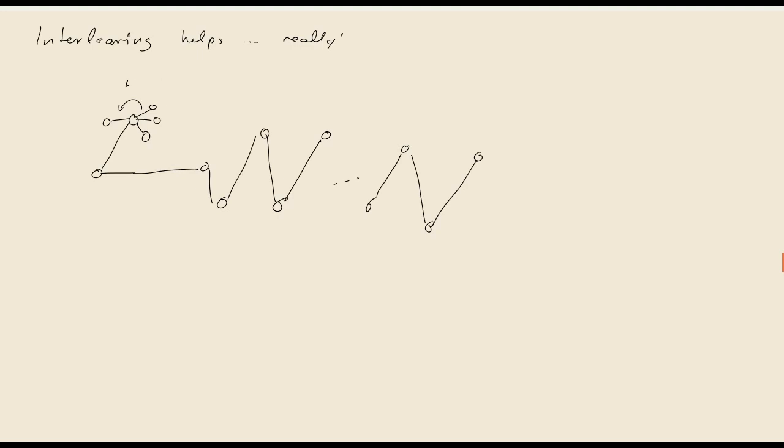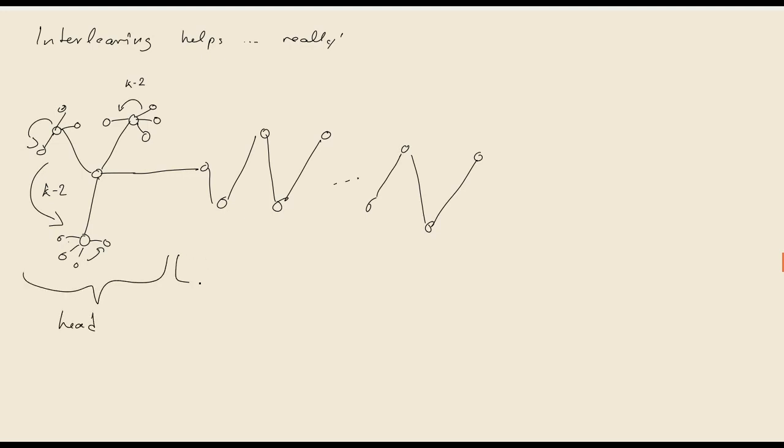In total, k minus 2 for these. And then we have a certain number of copies here of these little structures. These arms are all the same. And then we have k minus 2 here again. So we call this part here the head.